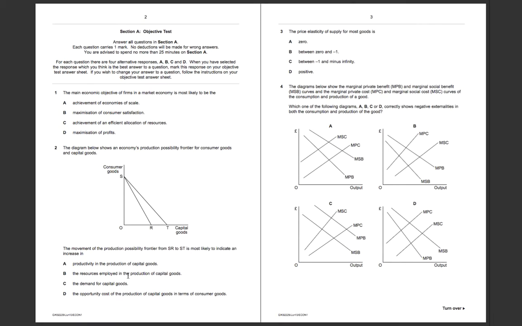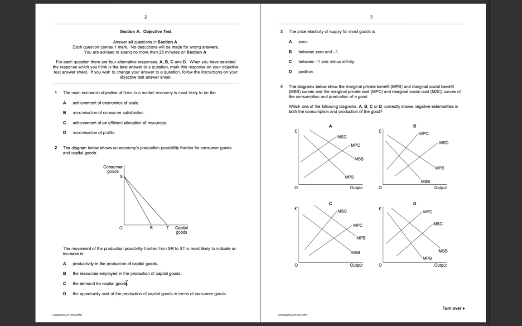Now, when a curve moves like it has here, let's just eliminate some of the incorrect answers. B, the resources employed in the production of capital goods. Now, if this would have been an increase, this could have been shown by a movement along the curve SR, because reallocation of resources is shown by movements along the same curve. So the economy might have been at this point and then thought, actually, we want to allocate more resources to capital goods. Let's produce here instead.